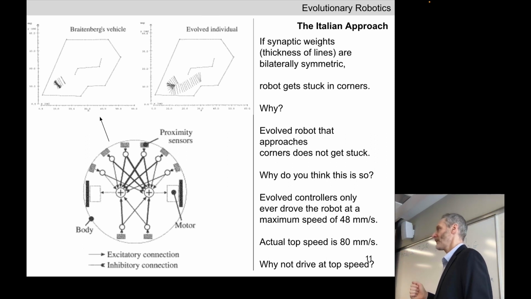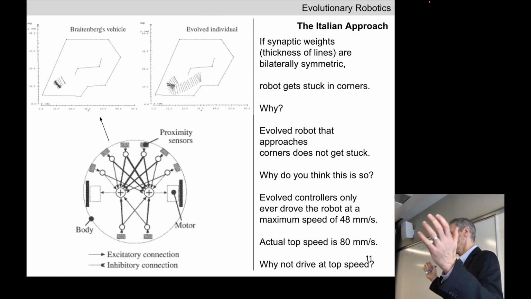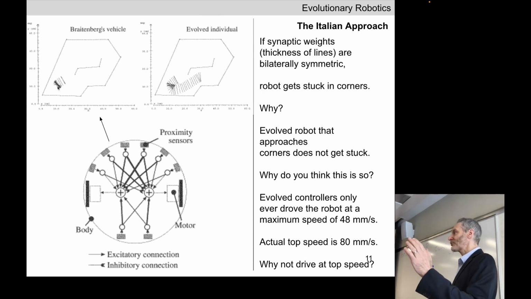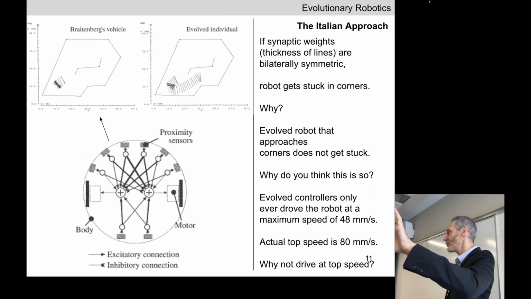Why? Because it has just as much input going right as left. Absolutely. It's bilaterally symmetric. So in this case, it's entering an environment in which, from its perspective, the world looks the same on the left as it does on the right. And it's got the same sorts of responses for those situations. So it's going to do exactly the same thing.